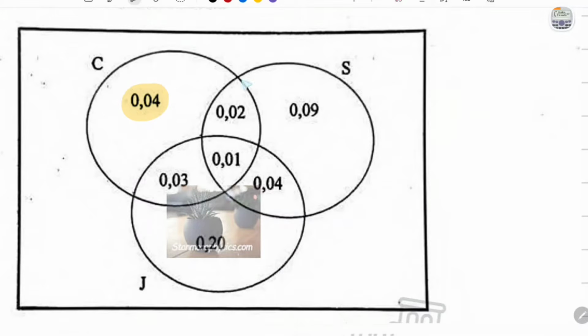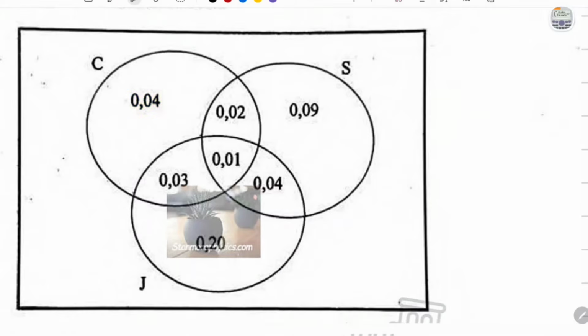Because this circle, as you can see, is not inside, it is not included in the sandwich. So it's not like this situation where the child is buying a chocolate and a sandwich. This is just a chocolate on its own. So it means here the child bought one item.